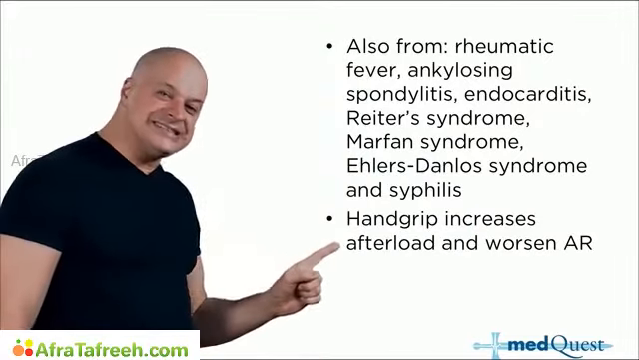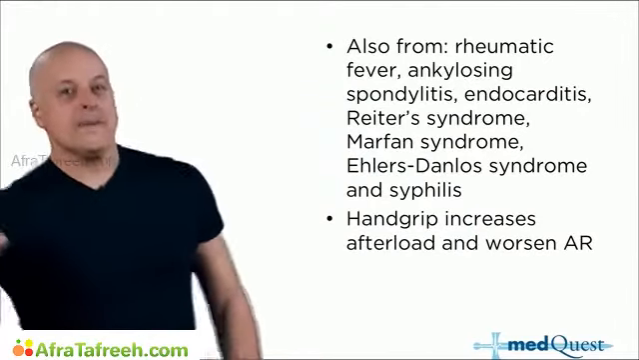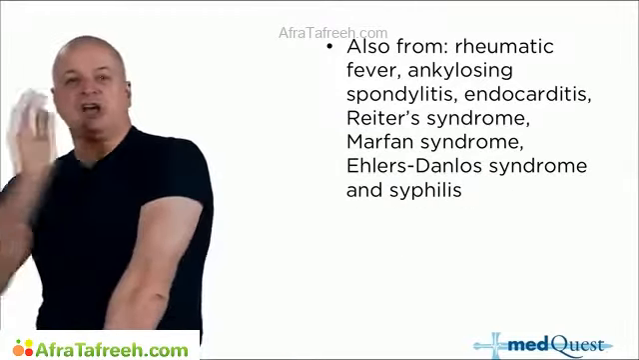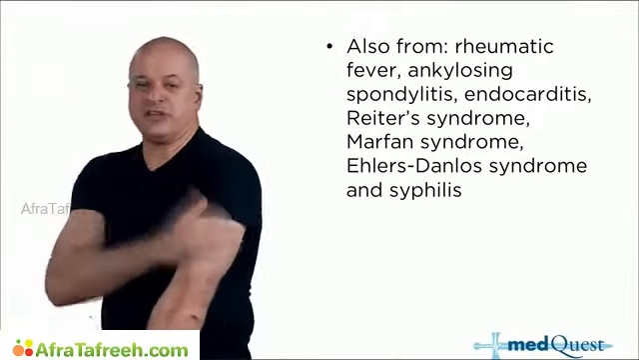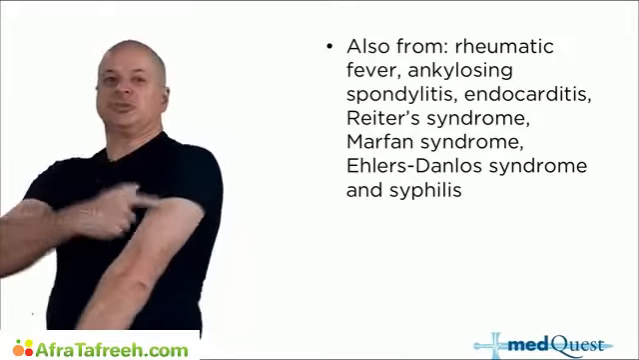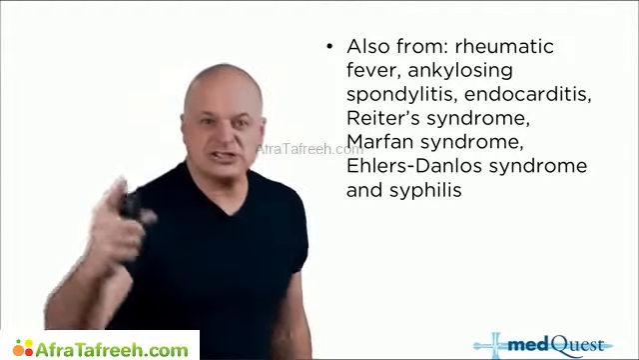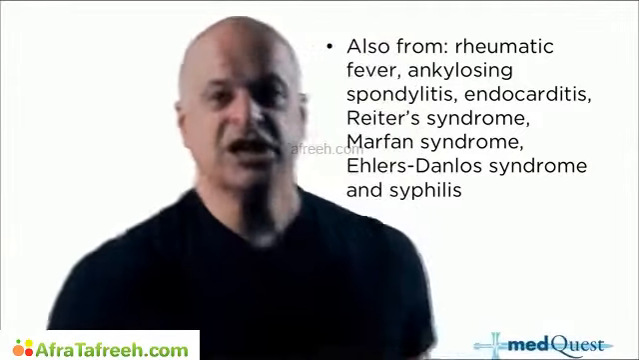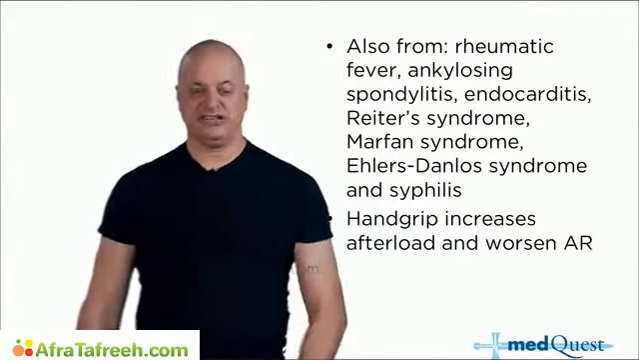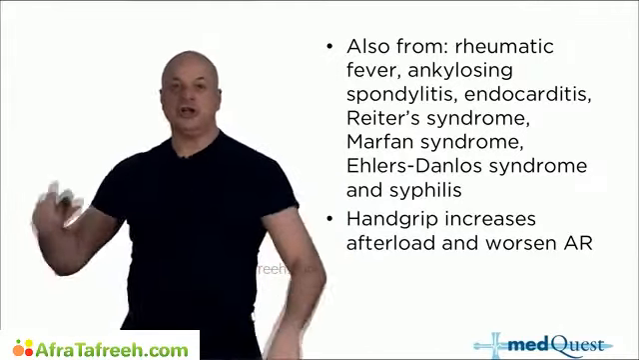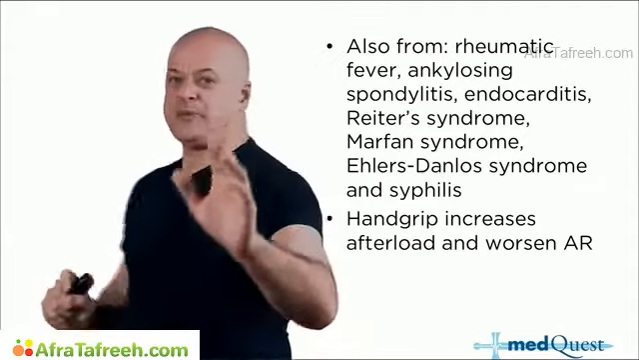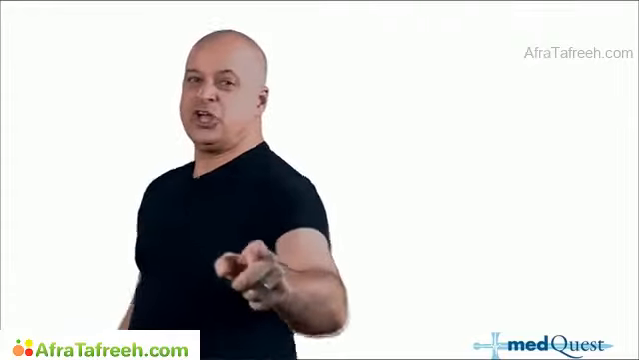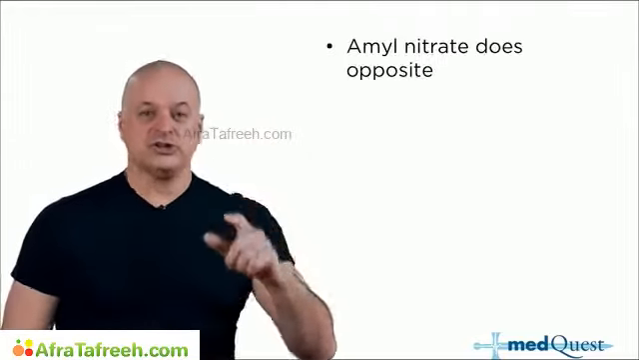Hand grip increases afterload. Hand grip pushes blood backwards. Hand grip contracts and squishes the arteries of the arm and compresses those arteries so that it makes it harder for blood to get out of the heart. So hand grip is the opposite of an ACE inhibitor. If you treat regurgitation with an ACE inhibitor, a vasodilator, hand grip makes it worse, because hand grip squeezes those arteries.